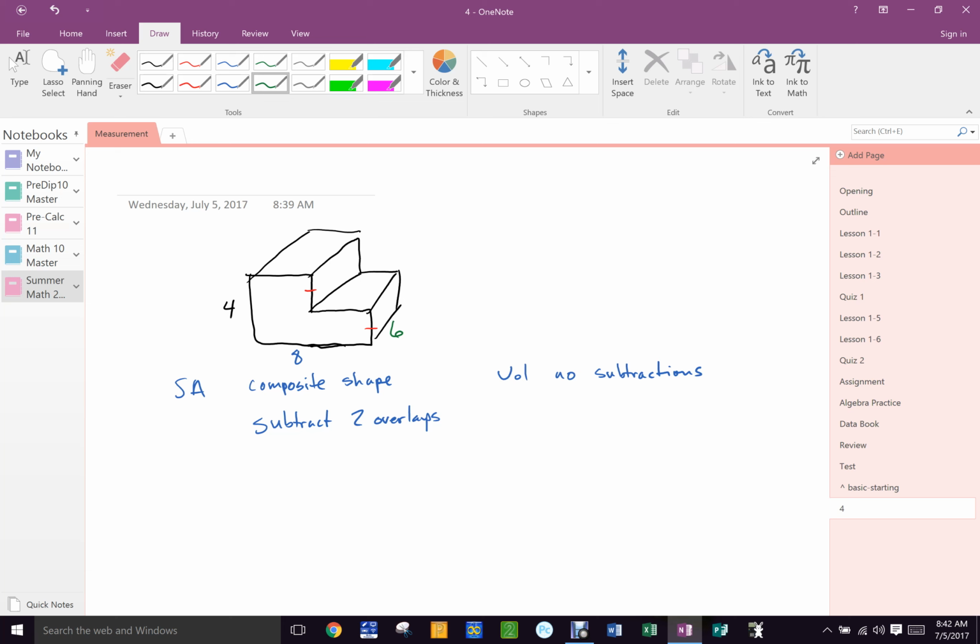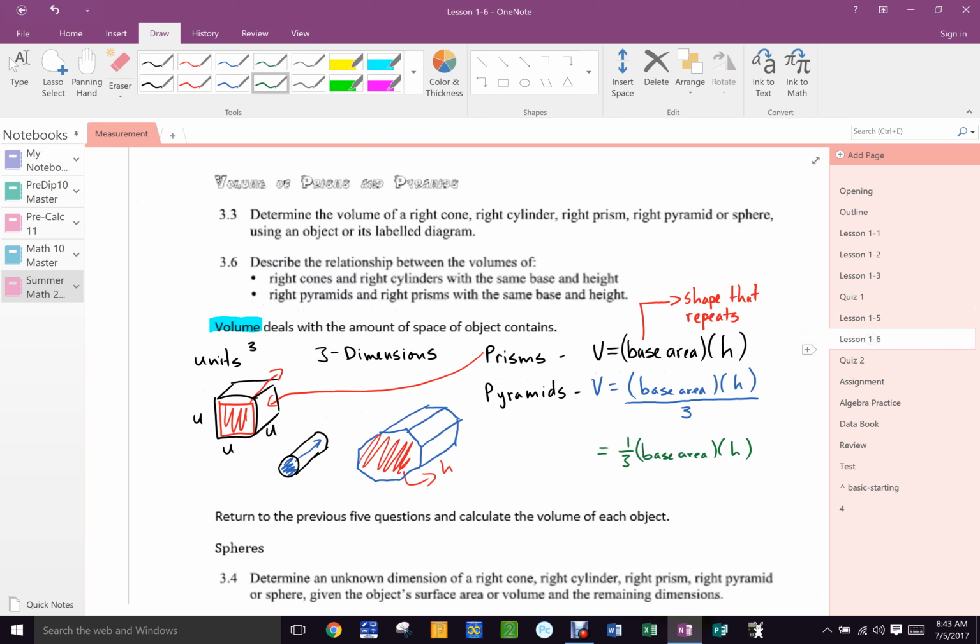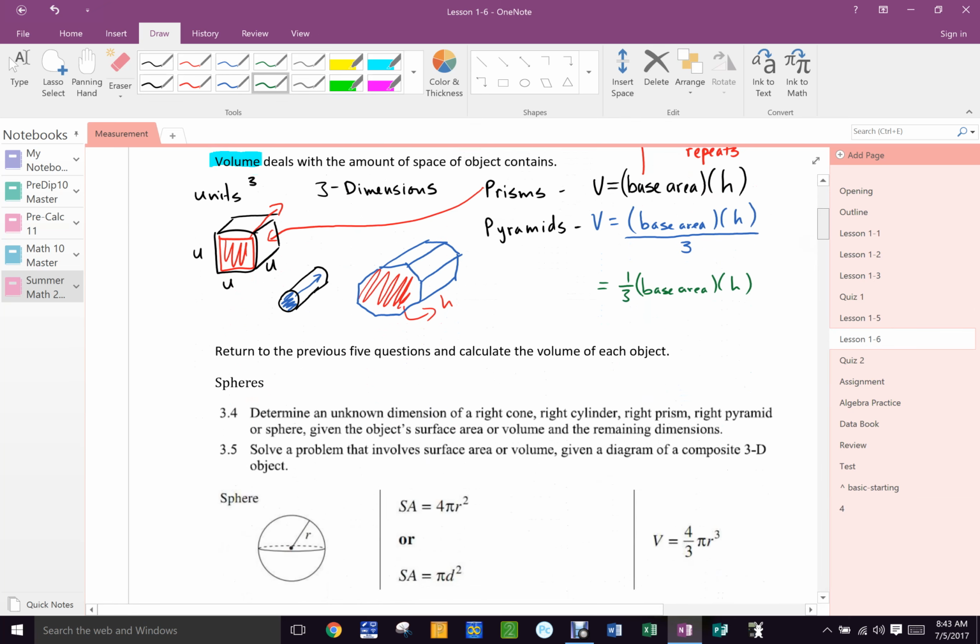Is it a prism? Is it one shape repeated over and over and over? Yeah, it's this shape repeated 6 times, isn't it? So if you could find that area, you could find the volume. Everybody cool with that? And of course, the area of that, it's just 2 rectangles, right? Everybody cool? Okay.